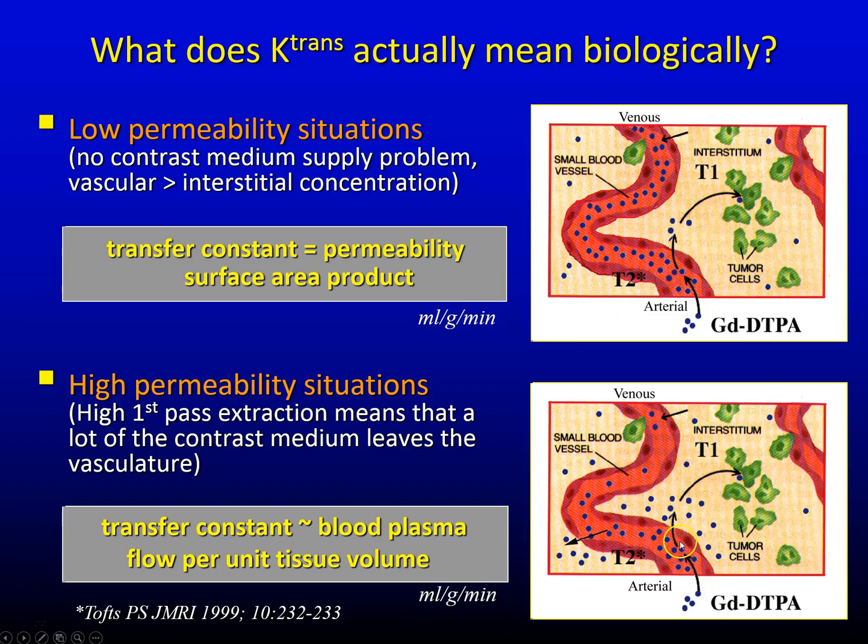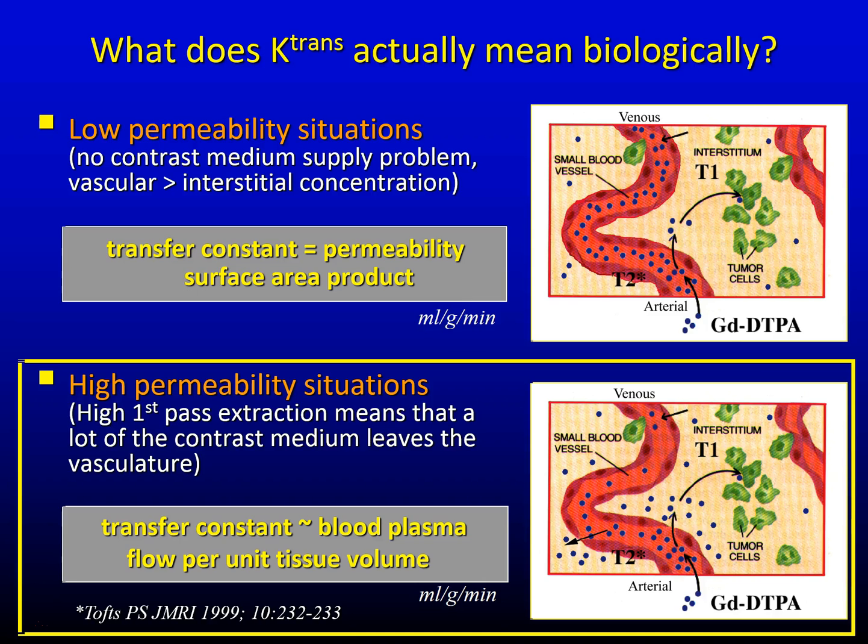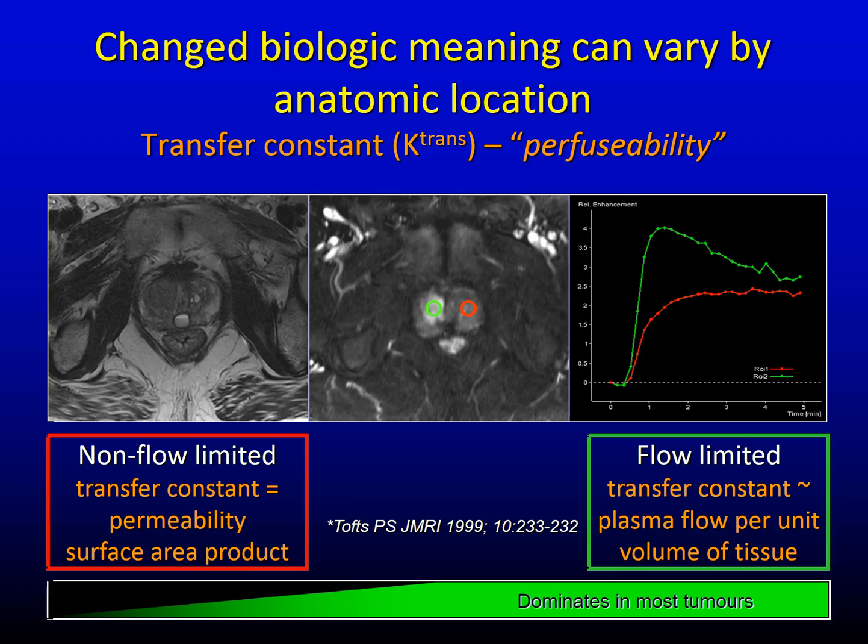In tumors, you often find this to be the situation, where you have high permeability and a high leakage of the contrast agent during the first pass. In this particular instance, because a lot of the contrast agent ends up in the extracellular space, the transfer constant represents the blood plasma flow per unit volume of tissue. And this is what we see most commonly in tumors. So the biological meaning of Ktrans can vary by anatomical location.